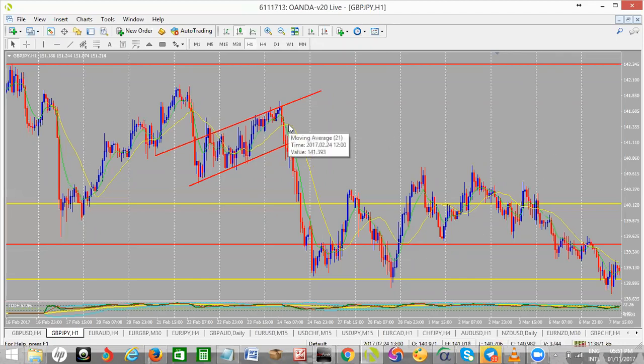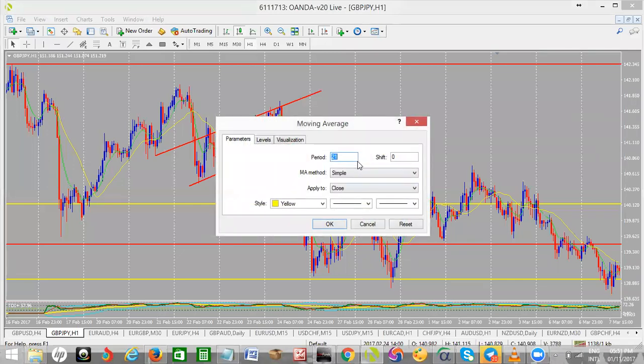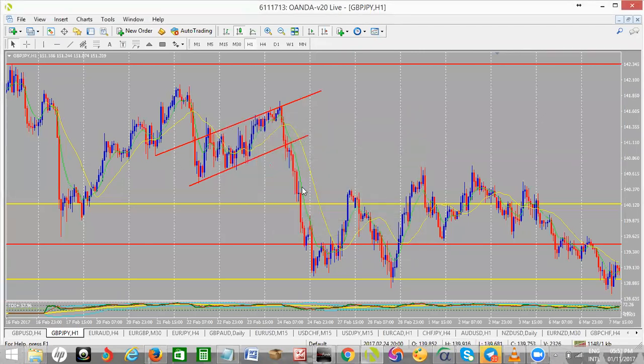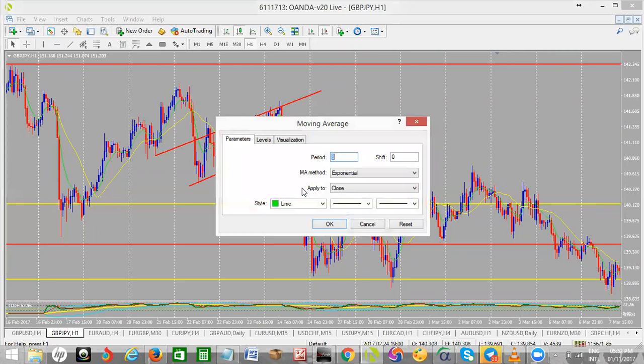The yellow is the 21 moving average. 21, simple, and it's closed. And the other one was the exponential one. Yeah, exactly. It's interesting, I knew it was a 21 just because it looks like my chart. Only the MA method is different.